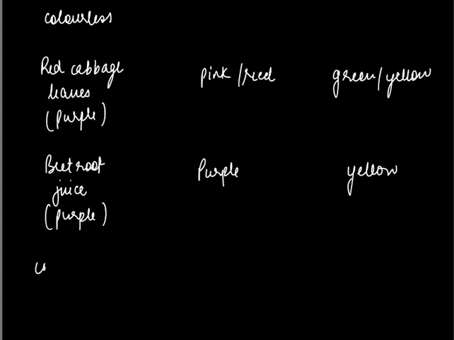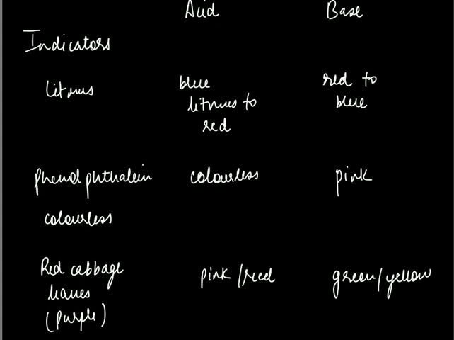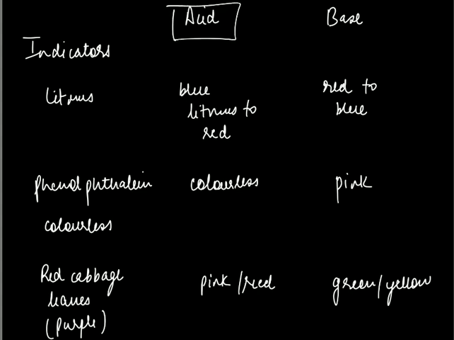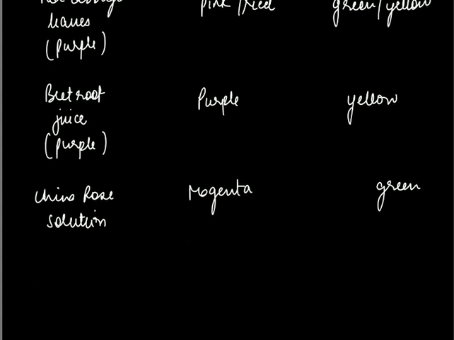Then we have China rose solution. That is magenta in case of acids, my mistake, and green in case of bases. This is China rose solution, which is originally red. Then we have universal indicator.